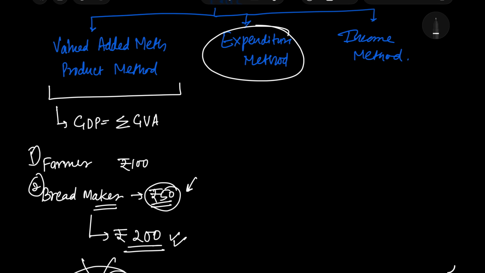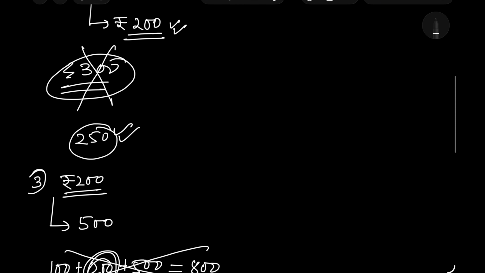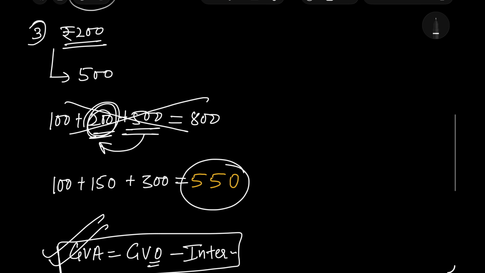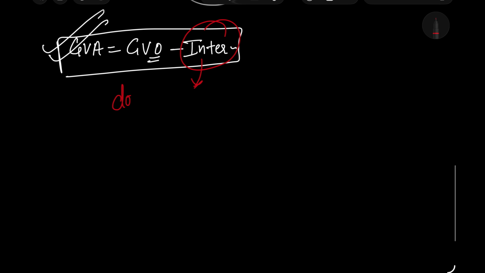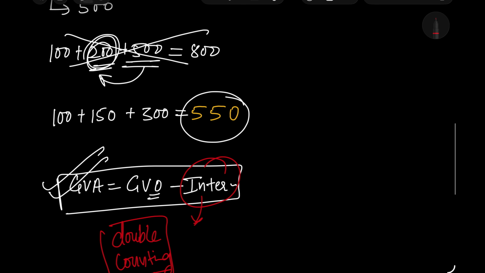The other method is the expenditure method. Now, I forgot mentioning this thing. Why do we decrease the value of the intermediary goods? It is to avoid the problem of double counting. Else the value will come much more inflated than it already is.